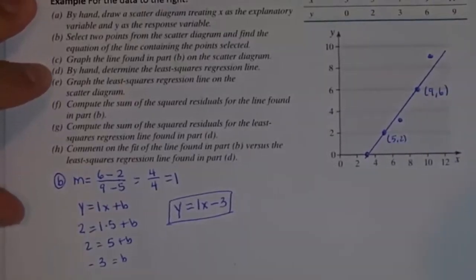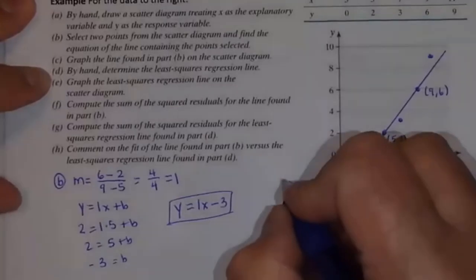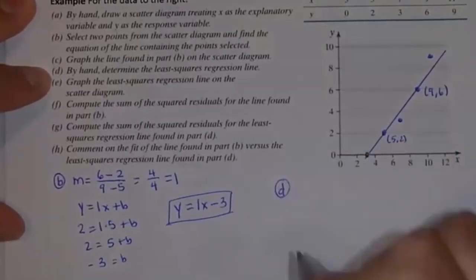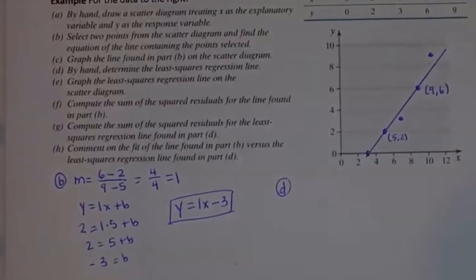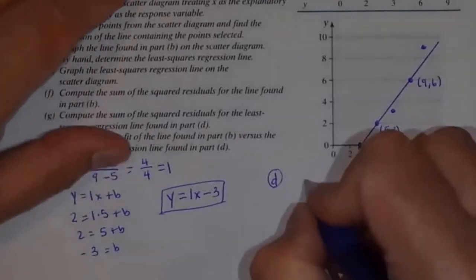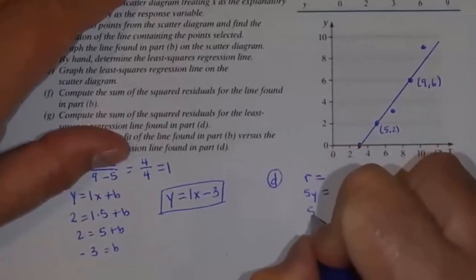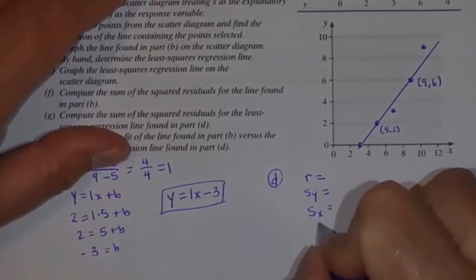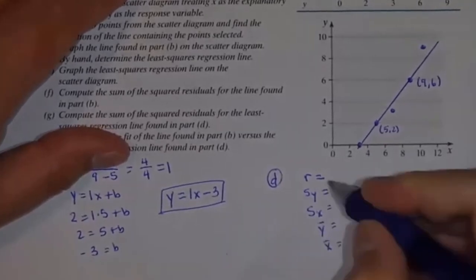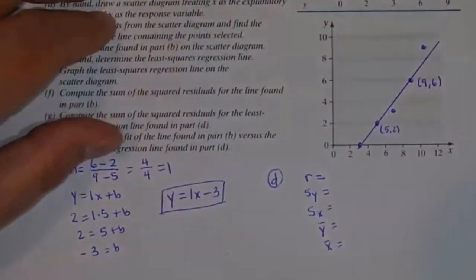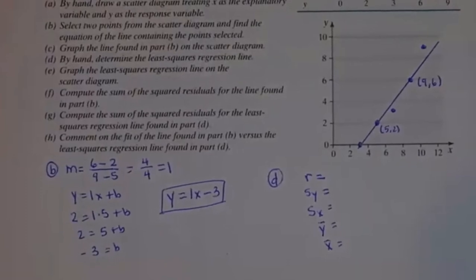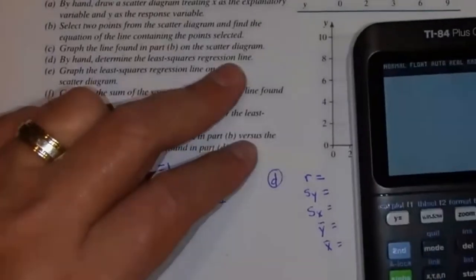So now D, I want to find the least squares regression line by hand. Now I'm going to kind of cheat a little bit for this. I'm going to do it by hand, but I'm going to let the calculator find all of the stuff that I need. So I'm going to need to know the correlation coefficient, the standard deviation of the y variable, the standard deviation of the x variable, the mean of the y variable, and the mean of the x variable. I'm going to need to know all of those things in order to be able to find the least squares regression line. And I'm not going to calculate those by hand. I'm going to let the calculator do that for me.